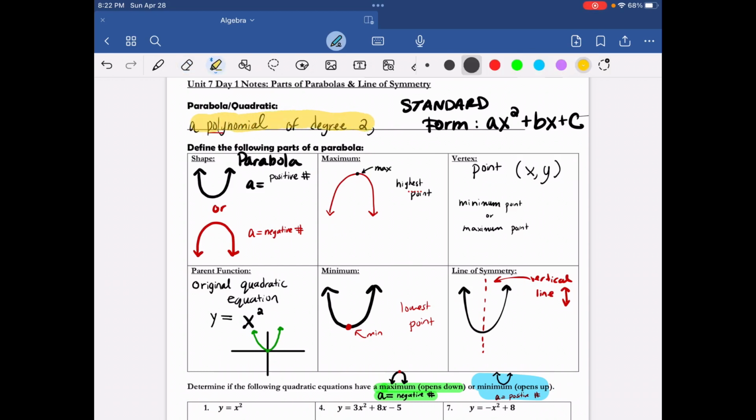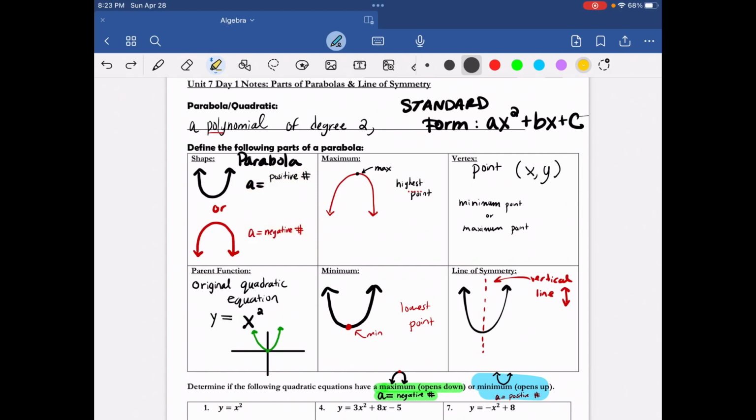Okay, so I'm just going to start at the top. A quadratic is a polynomial of degree 2, and this is the standard form, ax squared plus bx plus c. So a quadratic is when it has the shape of a parabola. That's what it's called, a parabola, and it just looks like a U or an upside down U. And the way that you know that is if a is a positive number or a negative number.